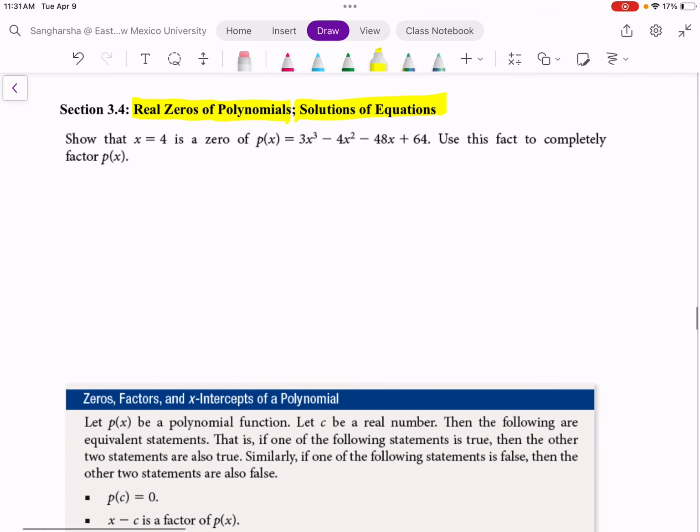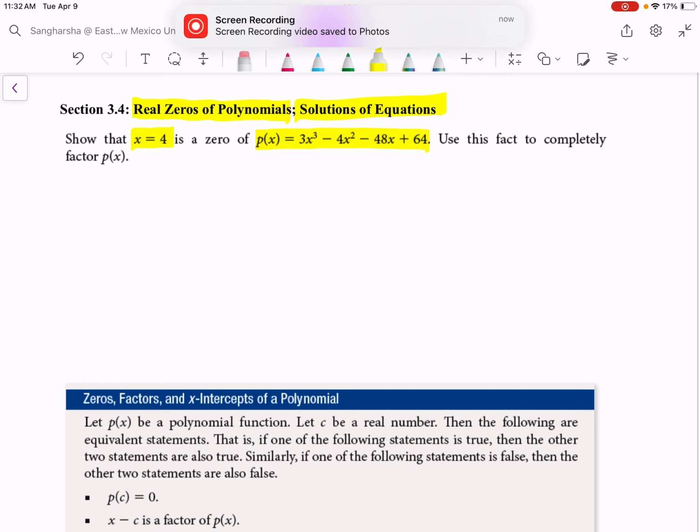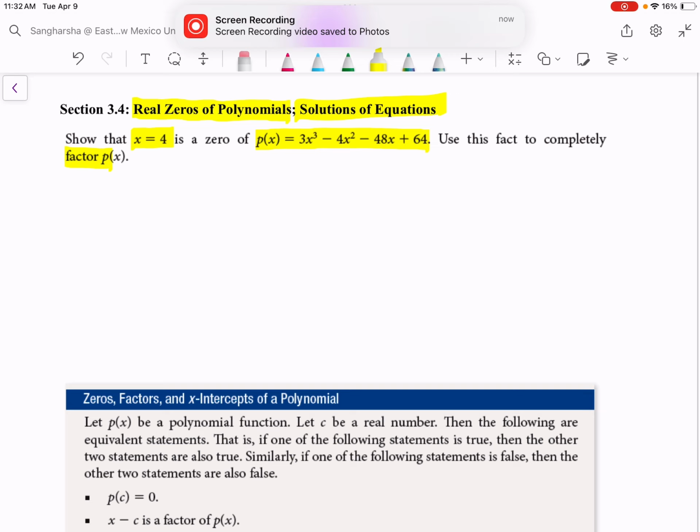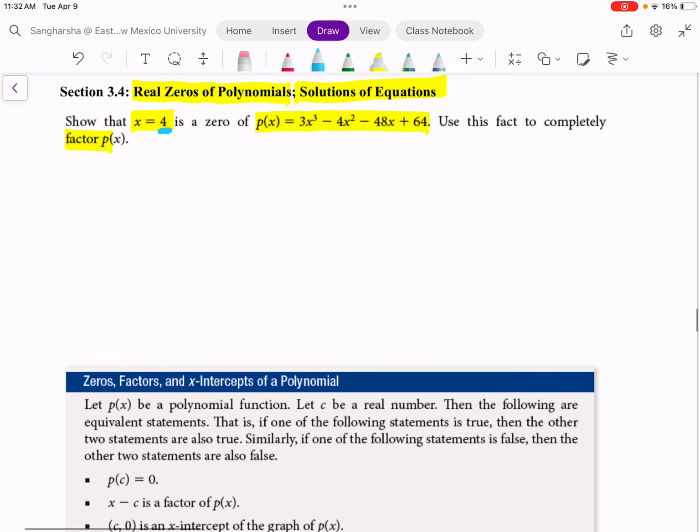So we need to show that x equals 4 is a zero for this polynomial function. It also tells us to use this fact to completely factor p of x. So we are given a polynomial function, and we need to check whether 4 is a zero of this function or not.